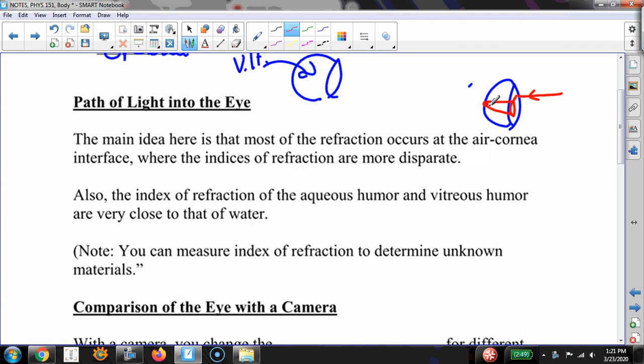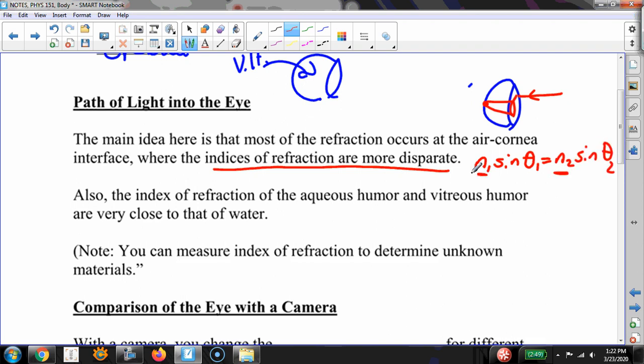So the lens is really like a fine tuner for the light, but most of the refraction, most of the bending of light, occurs at the air-cornea interface, because at that point, that's where the indices of refraction are more different or disparate. So remember this equation for the law of refraction: n1 sine theta 1 equals n2 sine theta 2.